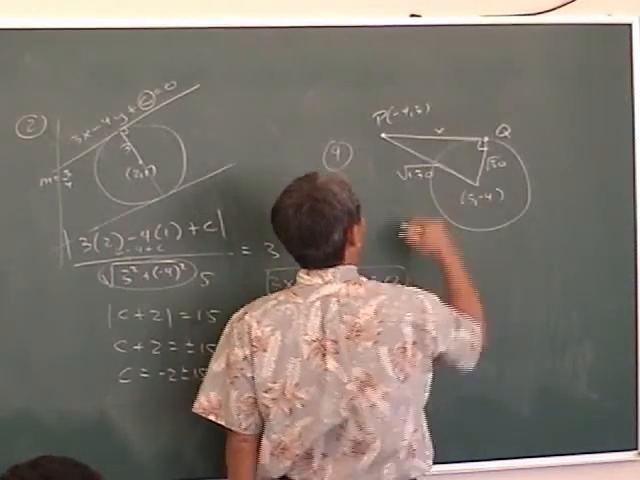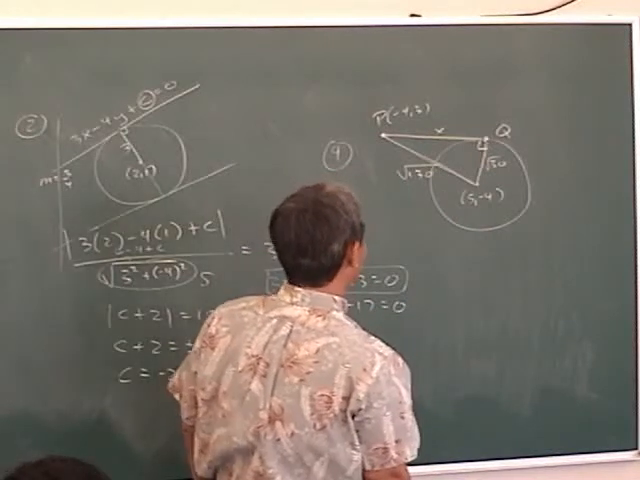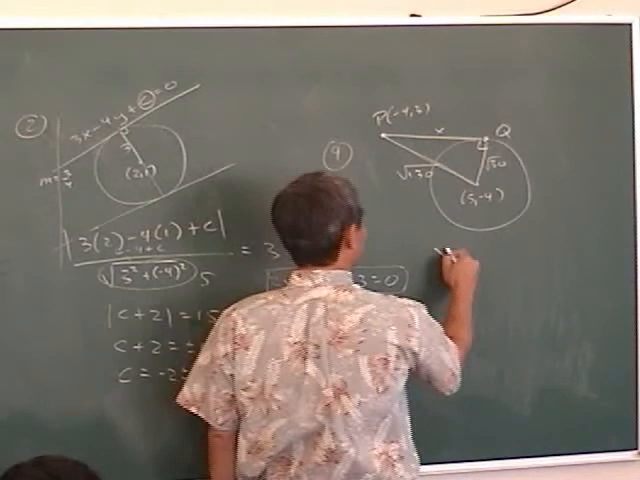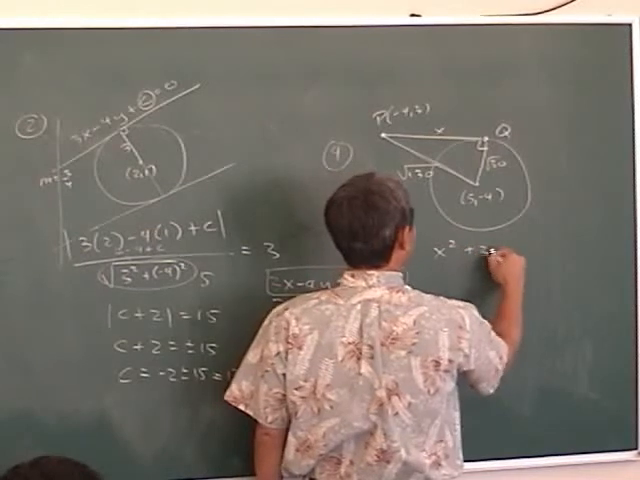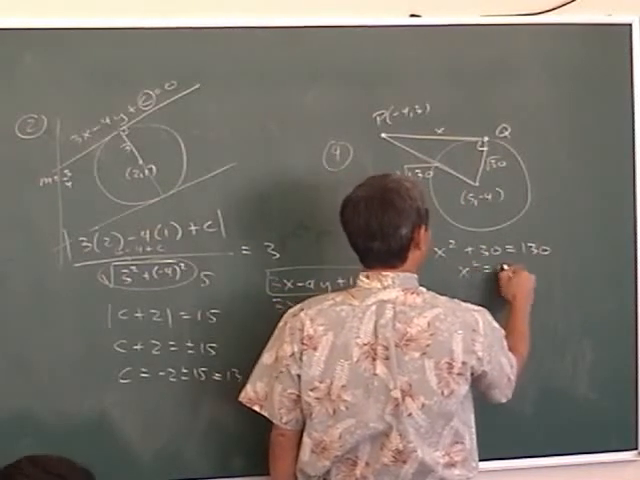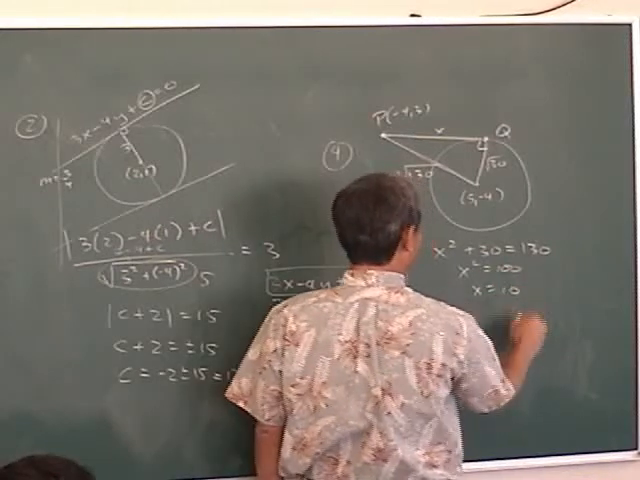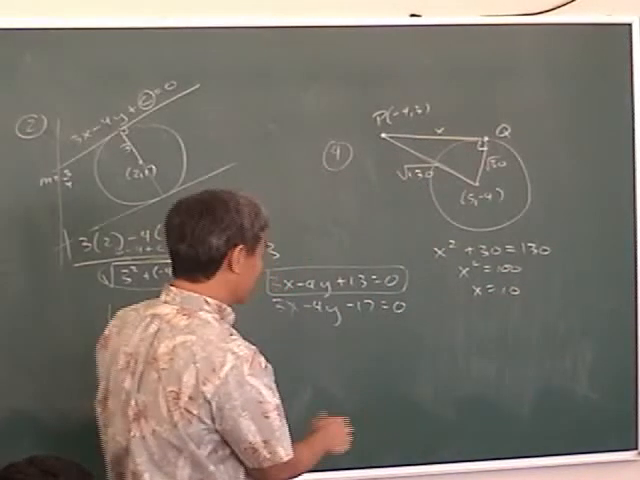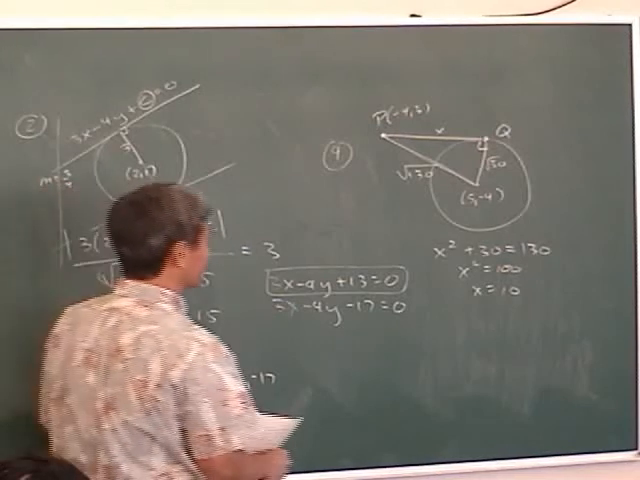So how do you figure out that? Use the Pythagorean theorem. x squared plus this squared equals that squared. So x squared equals 100, x equals 10. Well, it's actually plus or minus 10, but distances cannot be negative.